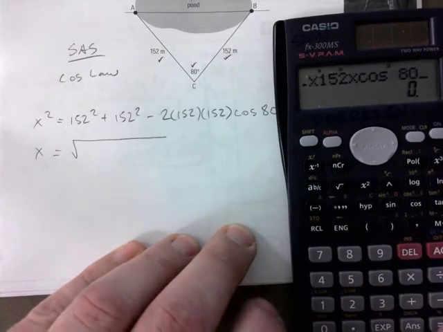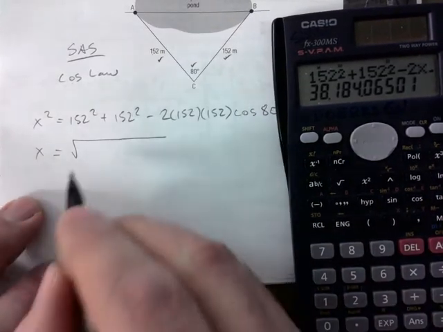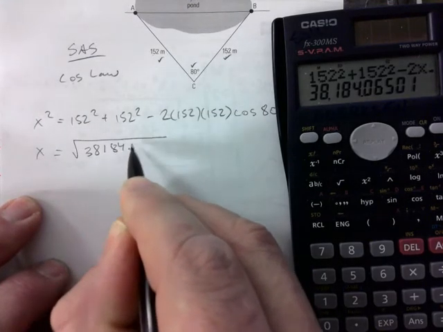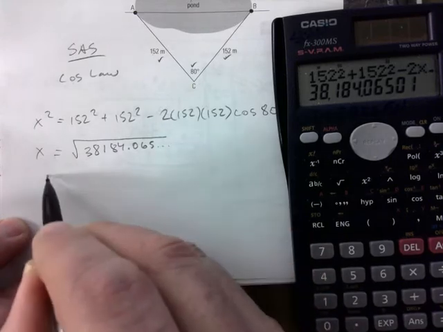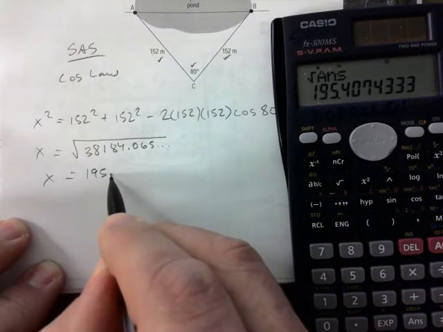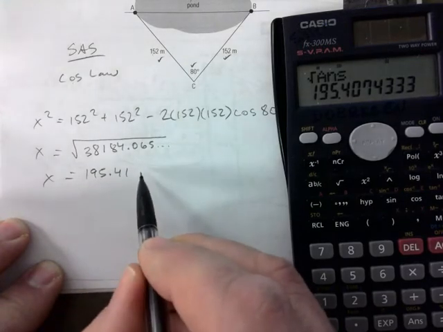Cosine of 80. So that's 38,184.065, and that keeps going. I take the square root of that, 195.41 meters.